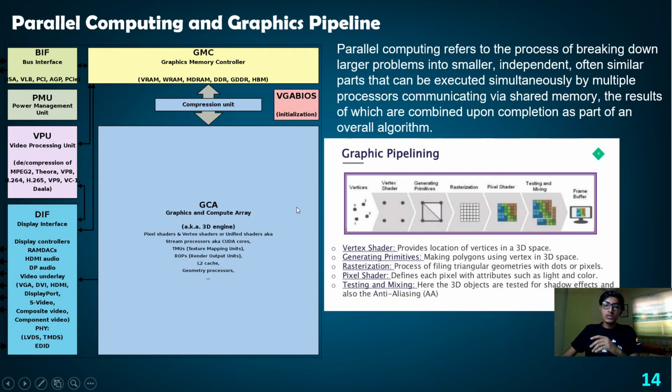Coming back to this picture, the image on the right shows different properties and simple basic images of how it happens: vertex shader, generating primitives, pixel shader, testing and mixing, etc. And the graphics pipeline methodology is simple.